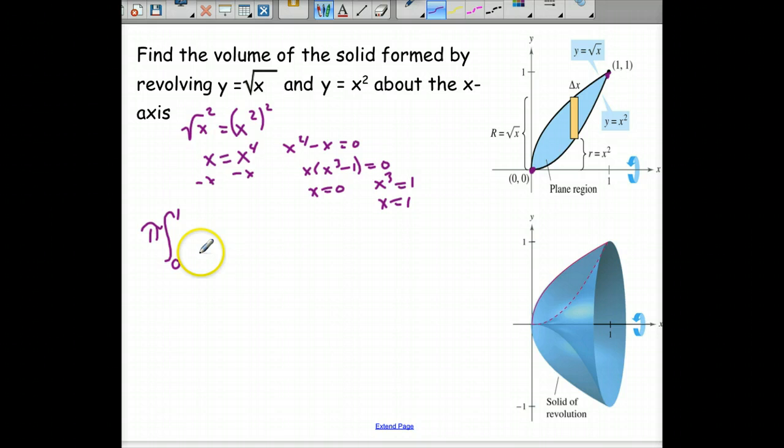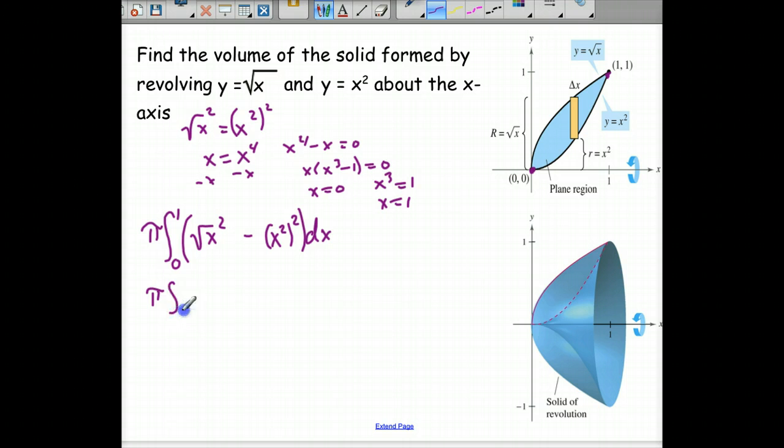And our region is not touching the axis of revolution. So we just don't think about top minus bottom. You think about outer radius, and you square that, and then inner radius, so the closest one, and you square that. Closest to the axis of revolution. And this one's farthest from the axis of revolution.